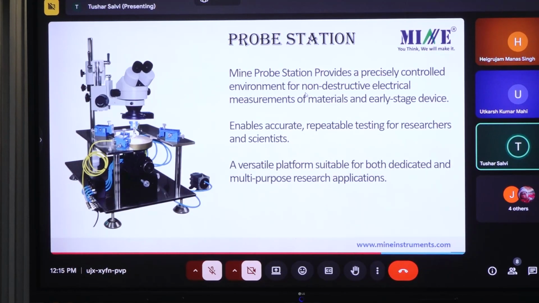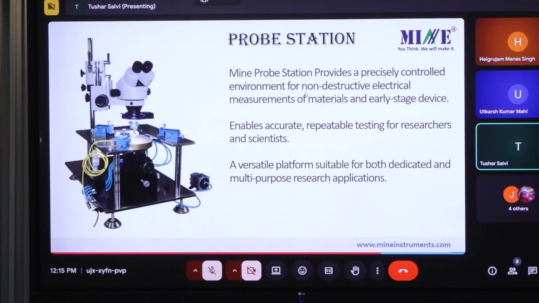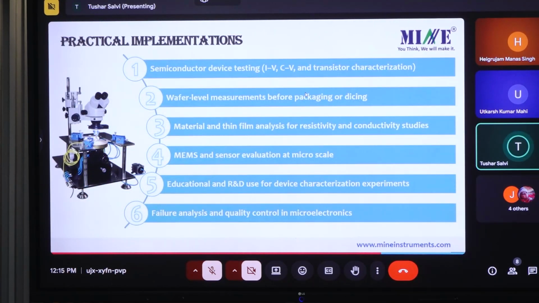The entire setup is placed on a stable platform. Okay. So practical implementation is semiconductor device testing, IC and transistor characterization, wafer level measurement before packaging or design. Material and thin film analysis for resistivity and conductivity studies.